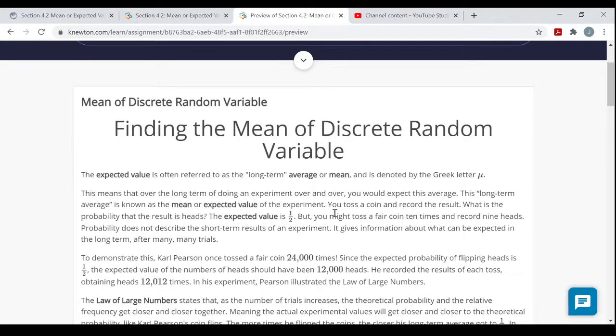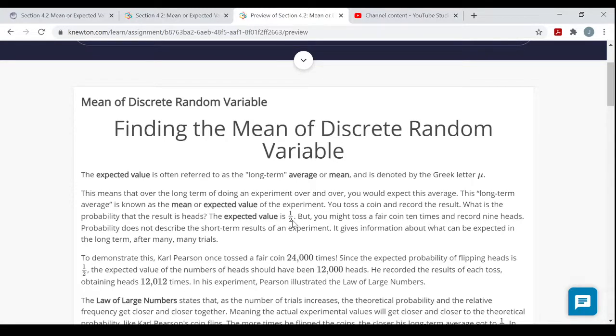So for example, you toss a coin and record the result. What is the probability that the result is heads? The expected value is a half here, right? You're probably 1 out of 2. But you might toss a fair coin 10 times and record 9 heads, right? 9 isn't half of 10. That doesn't mean anything, though, right? 10 times isn't a lot.